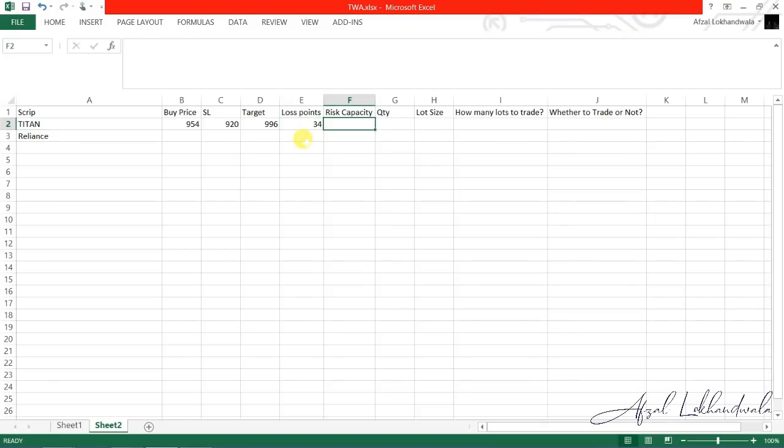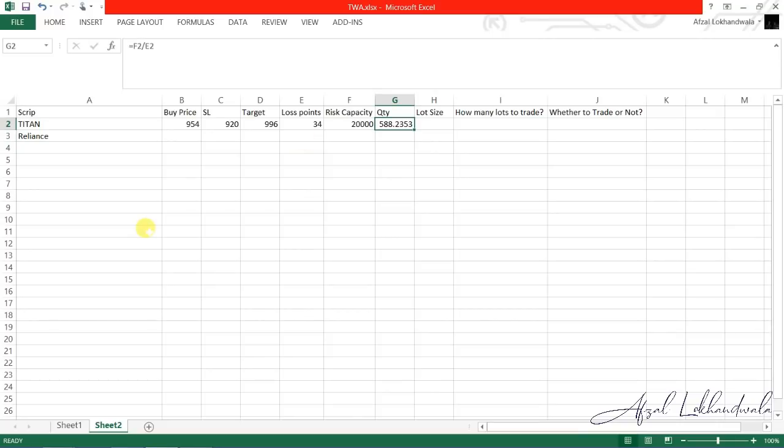Now your risk capacity we have identified as 2% of your capital, that is 10 lakhs. So your risk capacity is 20,000. Per trade you are willing to risk 20,000 rupees. Now to determine how many quantity of Titan you should buy, what you have to do is divide your risk capacity by the loss points. So in this trade you have to buy 588 quantity of Titan.